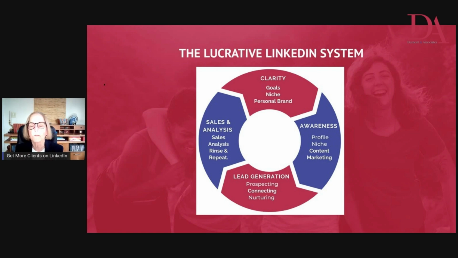Now, this is talking about getting people aware that you're there, aware of who you are, what you offer, all of that. So the first thing you want to do in there is really get clear on or really develop a powerful LinkedIn profile, one that reflects your brand, one that really speaks to your niche.